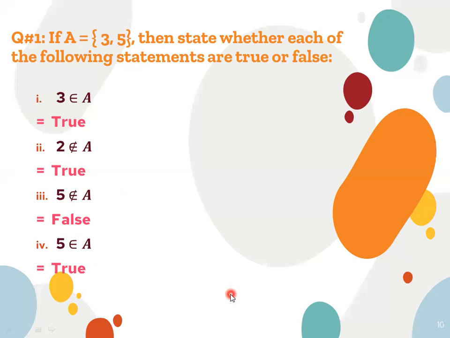Next is, A is an empty set, meaning A contains no element. A is an empty set. Are you sure? True or false? It is false. Why is this false? Because A is not an empty set, because there are two elements in this set. If the set is empty, there is no element in that set. Here you have two elements, so you will say that it is not an empty set. That's why this statement is false.